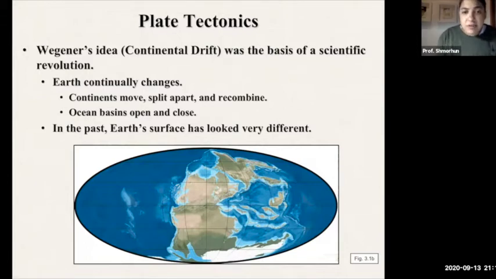Alfred Wegener presented many observations that he used to help back this idea of the theory of continental drift. He had 5 main observations. And the first one we've already talked about, which is the continental fit of the continents. They look like jigsaw puzzle pieces where they can just fit together. The other 4, we'll hop into right now.